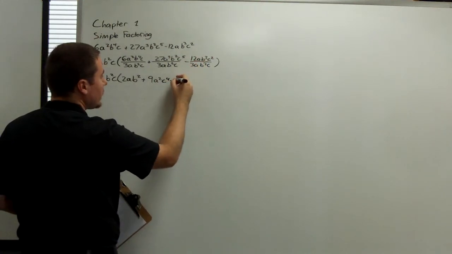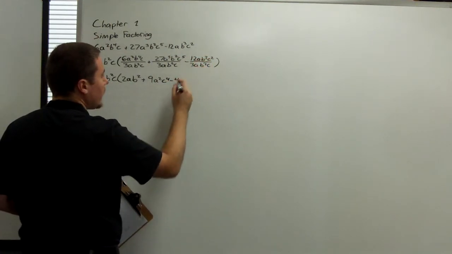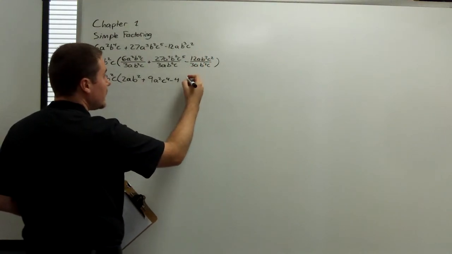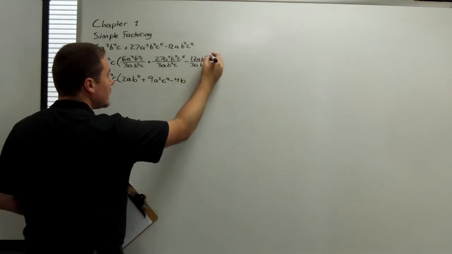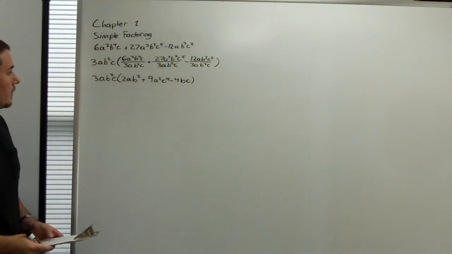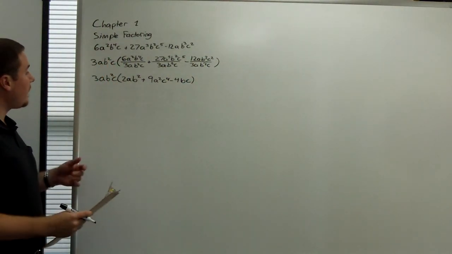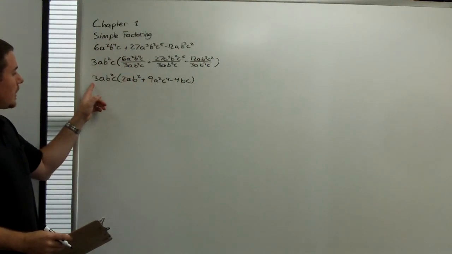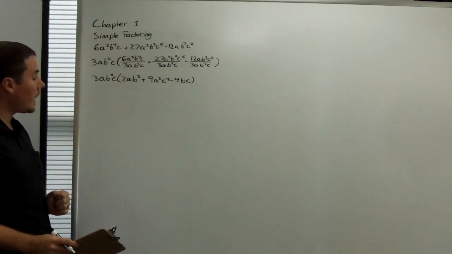Minus 12 over 3 is 4. A over a cancels. B to the third over b squared is b. And c squared over c is c. And there we have completely and accurately factored this expression by the common term 3ab squared c.